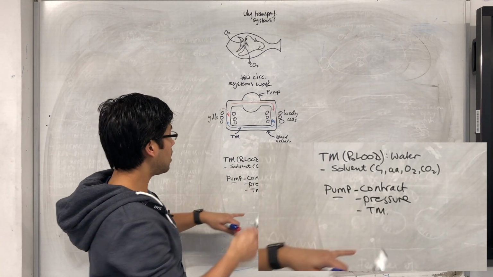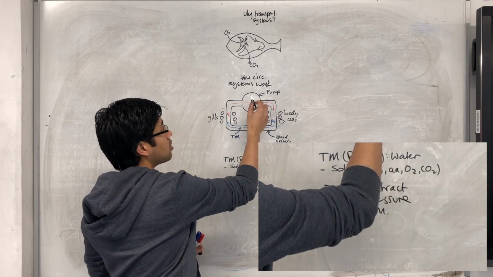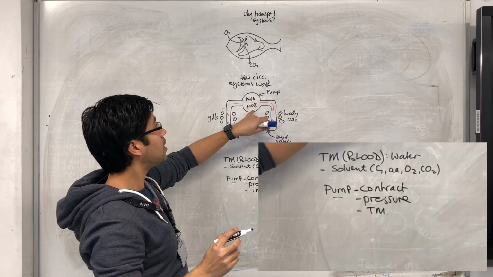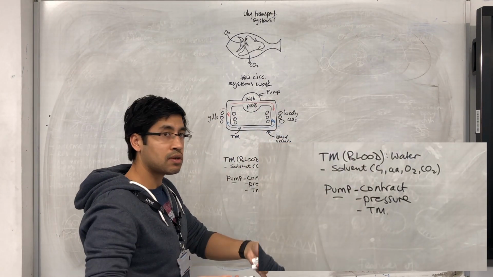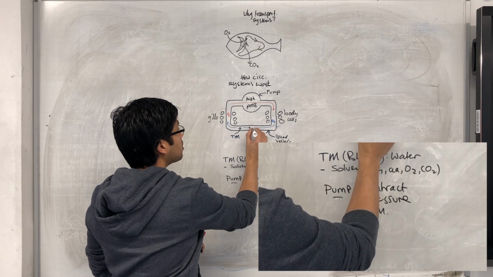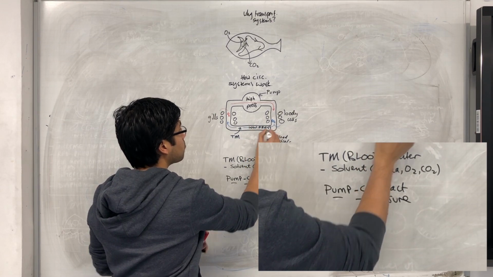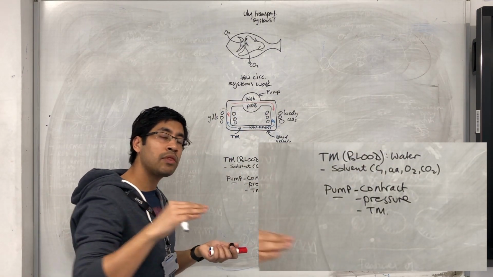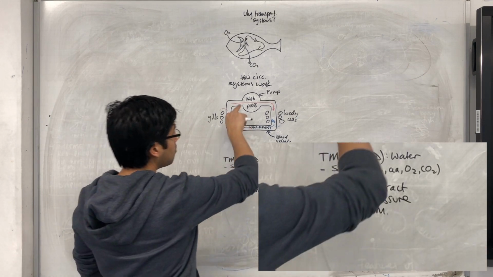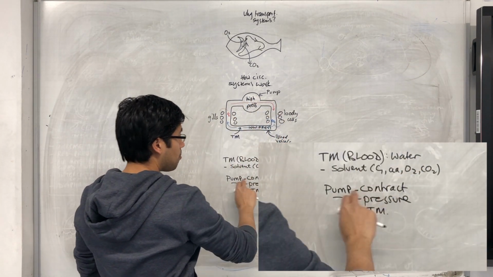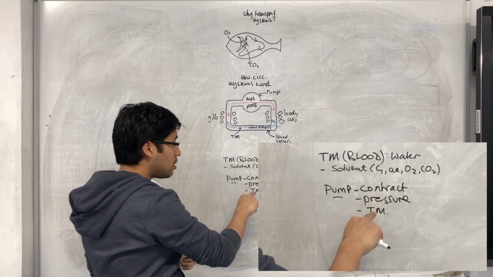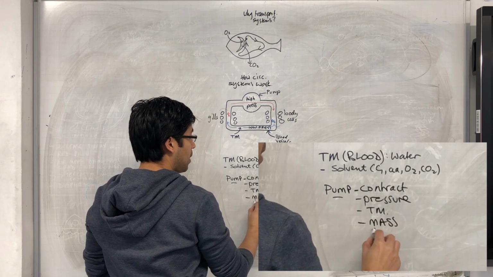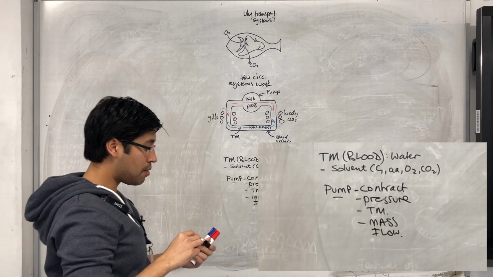Because the transport medium is then at a high pressure, we're going to have high pressure where the pump is, and relative to that, everywhere else is going to have a lower pressure. So for example, we'd have low pressure down here. If we've got high pressure here and low pressure down here, then the fluid is going to move down the pressure gradient. And so we get movement. So the pump contracts, it increases pressure on the transport medium, getting it to move by what we call mass flow.